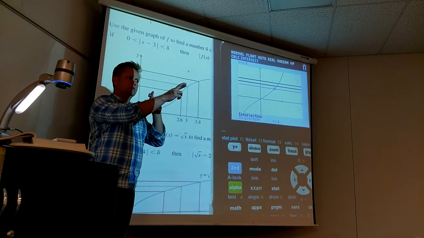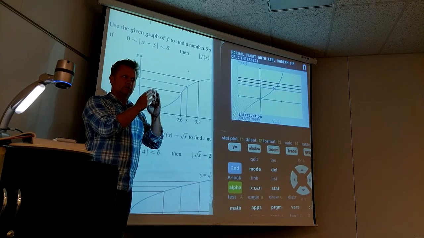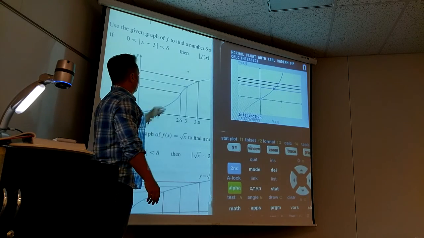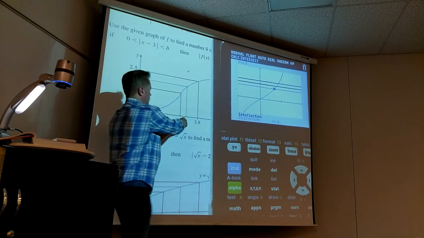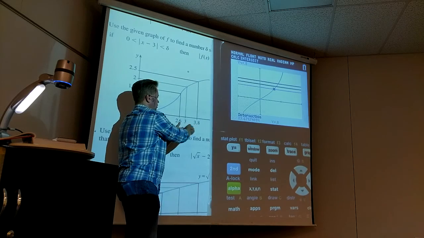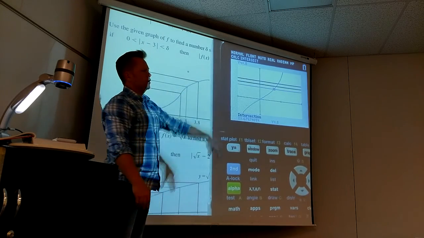Are you expecting a lot of work to be shown for these problems if you do it on a calculator like that? For this one, you don't even have to sketch it out, but I would want this. And show me how you chose what delta was. You don't have to redraw the whole thing out.